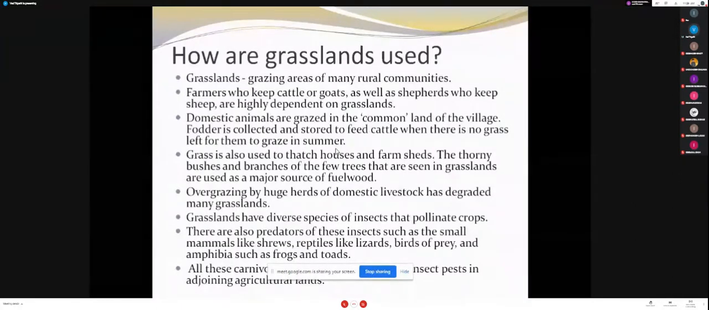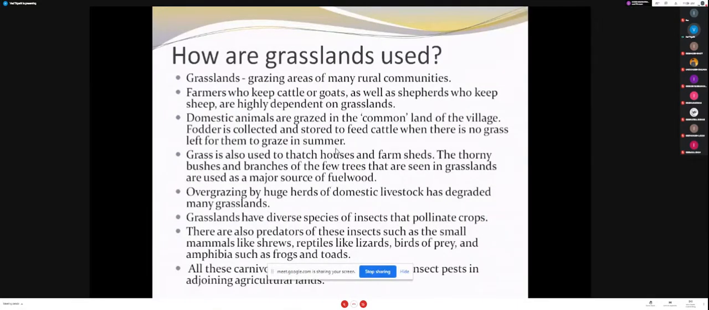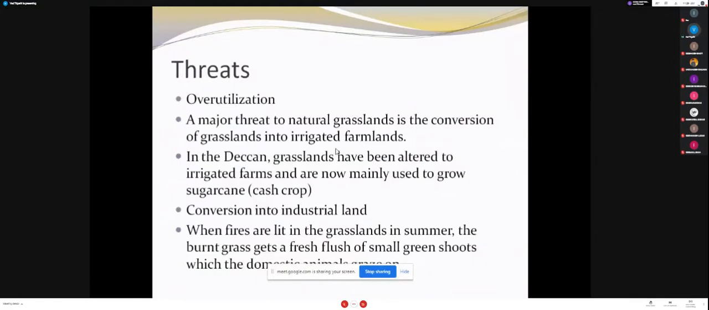Okay, so grasslands are utilized by cattle. Okay, so domestic as well as wild animals utilize these grasslands as grazing areas. So that is why overgrazing is another threat to Shola grasslands. Conversion of these grasslands into irrigated farmlands or into industrial areas is another type of threat.